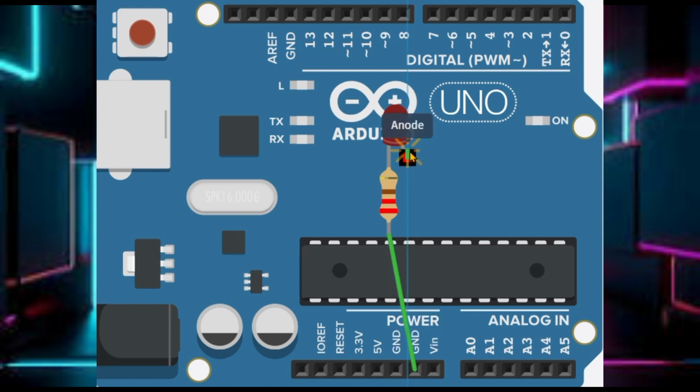Next, connect the anode of the LED to any digital pin from 2 to 13. Let me take 2. After this, let's code it up in the language C++.